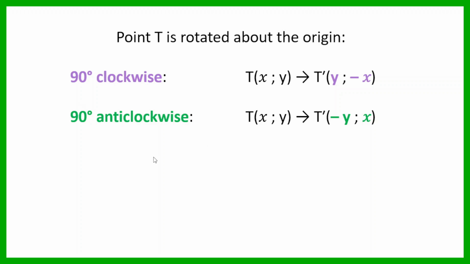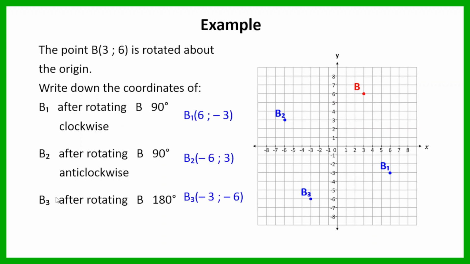Now let's have a look at when we rotate it 180 degrees. Remember, for 180 degrees the direction doesn't matter, because no matter which direction you work with, it's going to give you the same point either way. So again, I'm starting off with T, which has the coordinates (x, y). We want to know what our rule is going to be, so let's have a look at our examples.